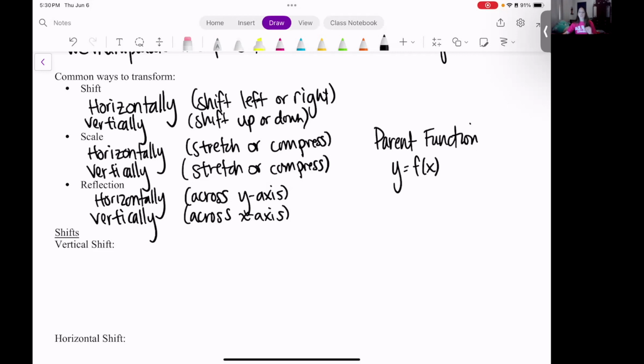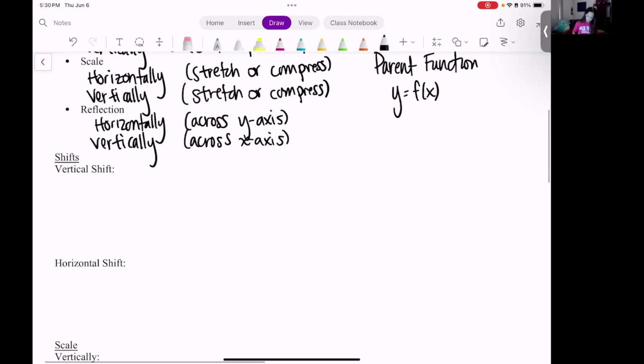In order to shift left or right, that happens inside the parent function, in the parentheses with x, and shifting vertically happens outside. K is just some arbitrary number, but whether K is positive or negative tells me whether I need to shift up or down. Same thing with H. Whether H is positive or negative tells me whether I need to shift left or right.